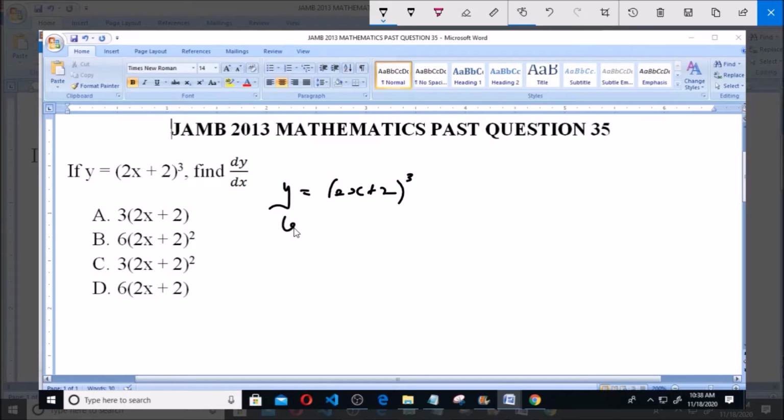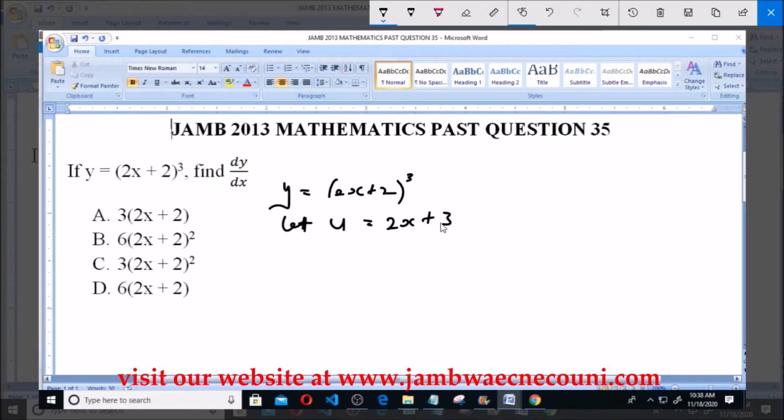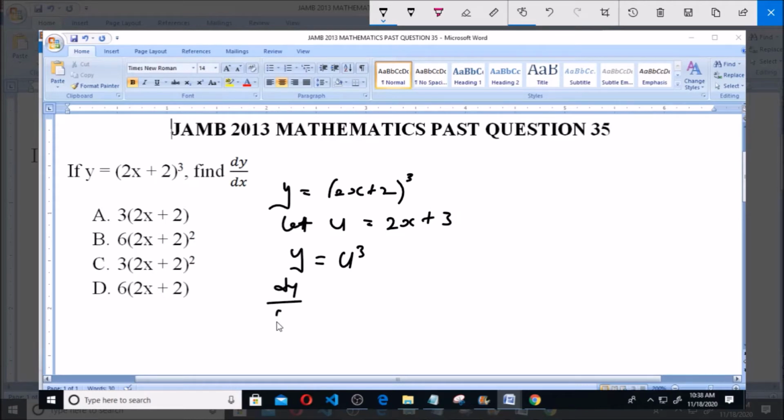Now let u equals 2x plus 3. So now we can say that y is equals to u raised to the power of 3. So dy/du is equals to 3u raised to the power of 2.